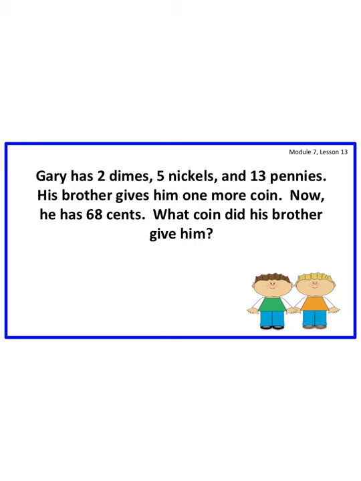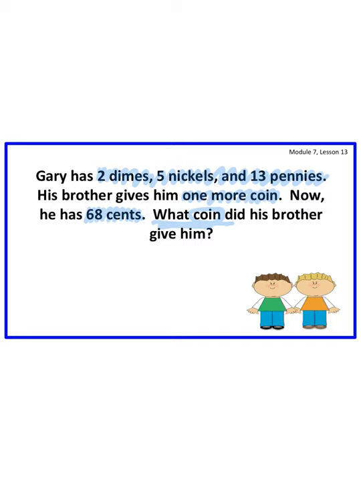All right, so let's look at it. Gary has, this is what he's starting with, 2 dimes, 5 nickels, and 13 pennies. His brother gives him 1 more coin. We don't know what coin it is. Now he has 68 cents. What coin did his brother give him? So it doesn't even want to know like a number. It's asking us what coin his brother gave him. So we're not going to be looking for a number. We're going to be looking for the name of a coin at the end of this.